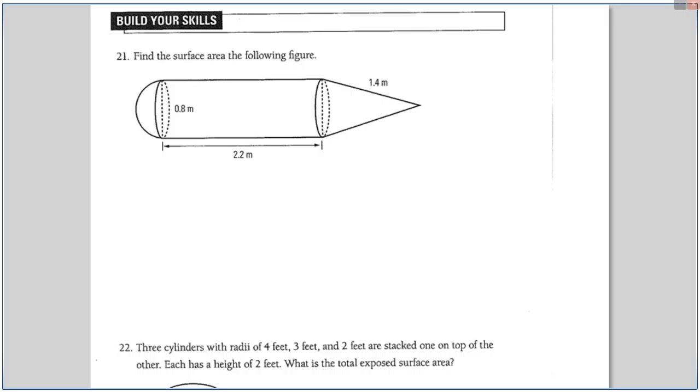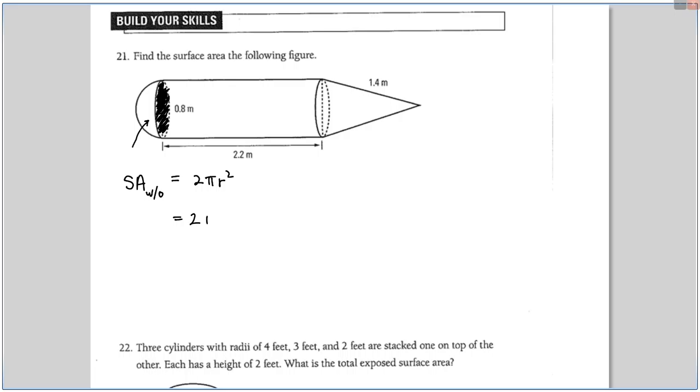Okay, find the surface area of the following figure. Okay, let's start on the left. What is that shape on the left? It's like a dome. What do we call it? Hemisphere. Do we include this circular base? No. So on the formula sheet, what are you looking for? Surface area without the base. And that's 2 pi r squared.